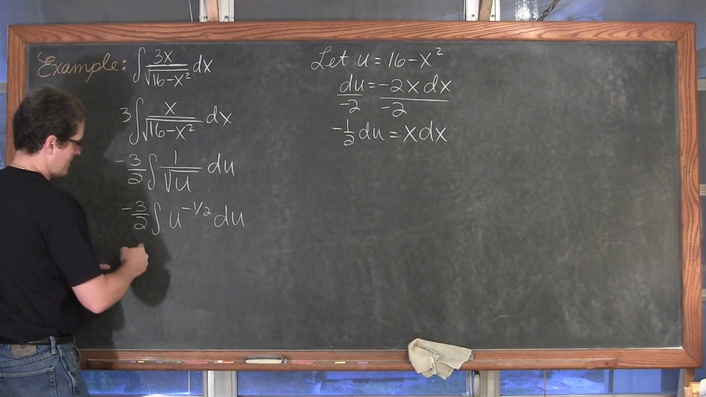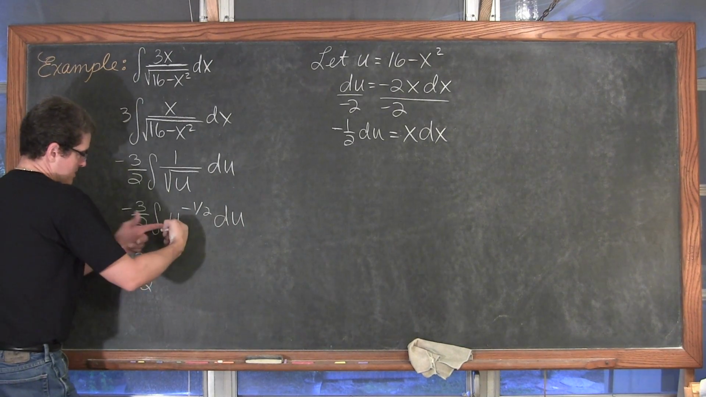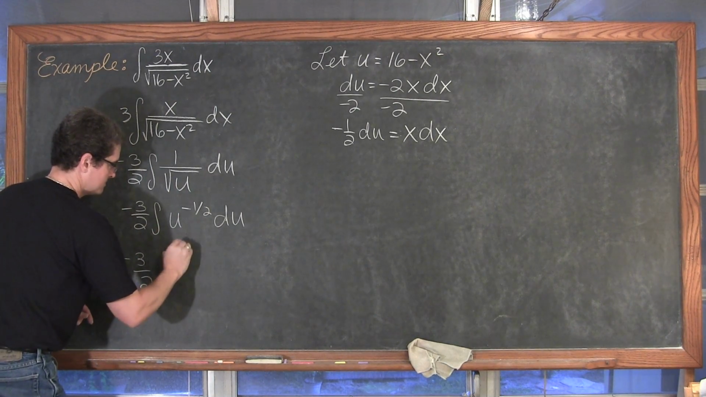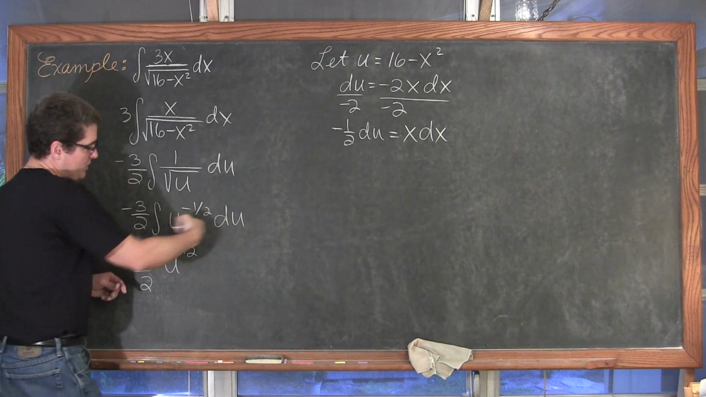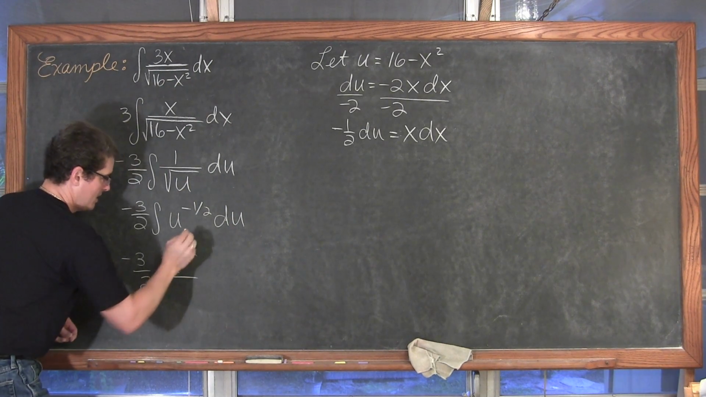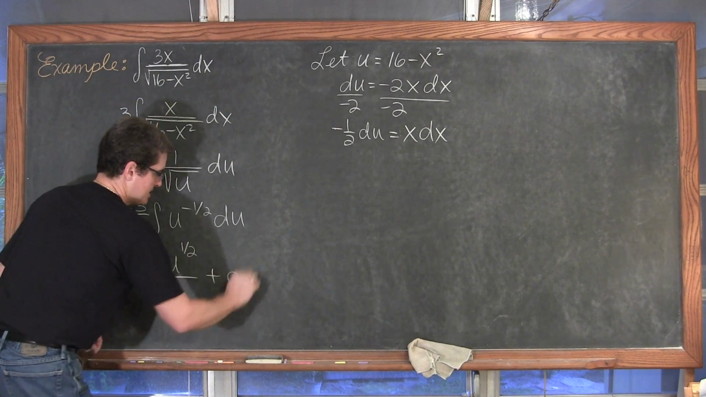And so we're going to have negative 3/2. We're going to take this exponent and increase it by 1. And when you raise that power by 1, you then have to divide by that value. So that 1/2, well, now we're going to divide by 1/2 plus c.